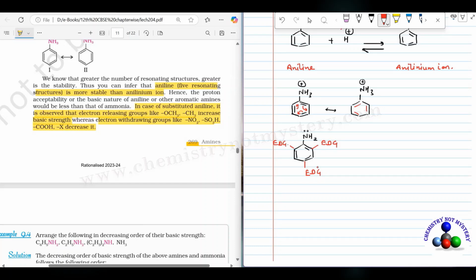So when they are bonded to ortho or para position, this electron donating group increases the electron density over nitrogen by plus I effect and plus M effect. Hence it increases the availability of lone pair over nitrogen for the donation. That's how they increase the basic strength. So that's why they increase the basic strength.